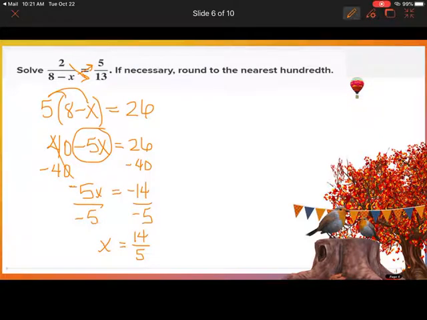Oh, it said round to the nearest hundredth, so we can go ahead and divide that and see what we get. So we get 14 divided by 5, and it is 2.8, so x equals 2.8. The hundredth spot is actually this next spot, so we'll just leave it the way it is.